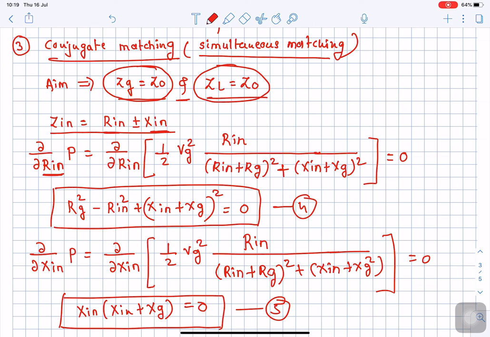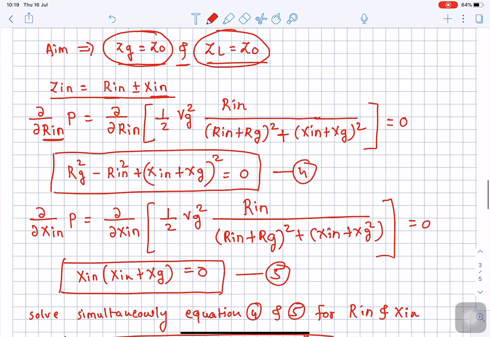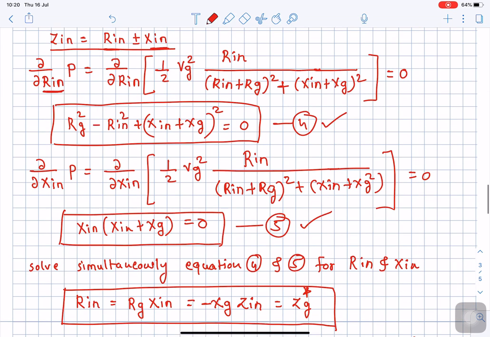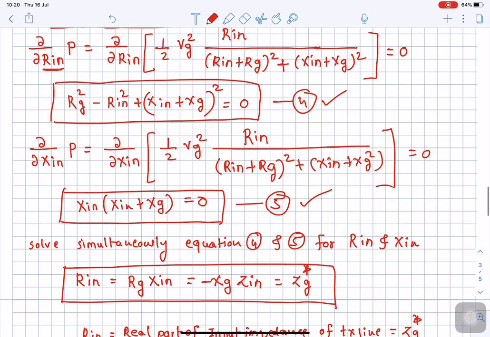So what we are doing, we are taking the derivative of the original power with respect to the real part and equating it to 0, and similarly we are taking the derivative of the same power but with respect to the imaginary part and again equating it to 0. In doing so, we will get two equations, represented by equation number 4 and equation number 5. We simultaneously solve them for finding the real value of impedance and the imaginary value of impedance.